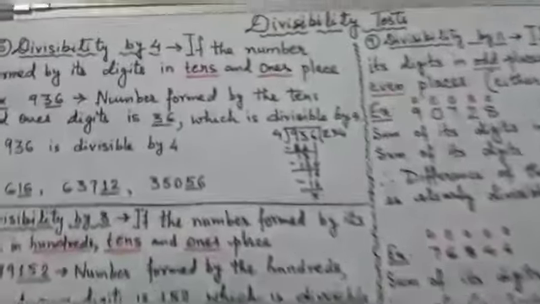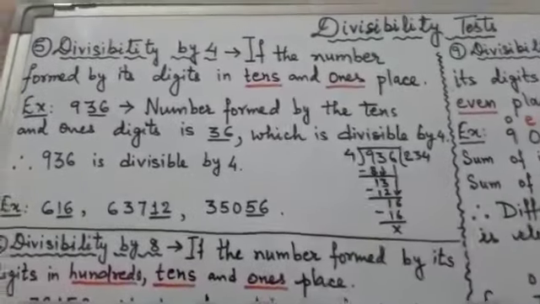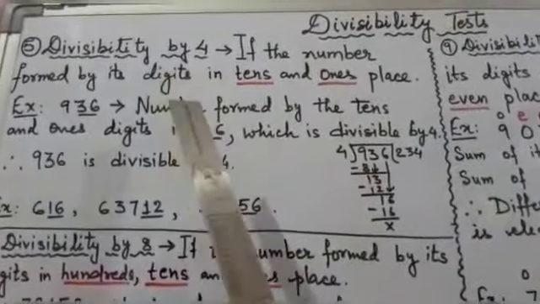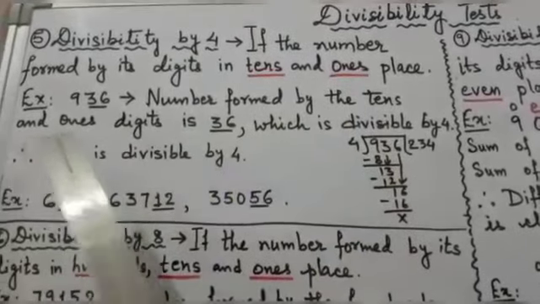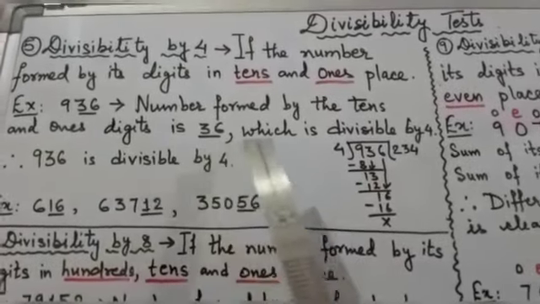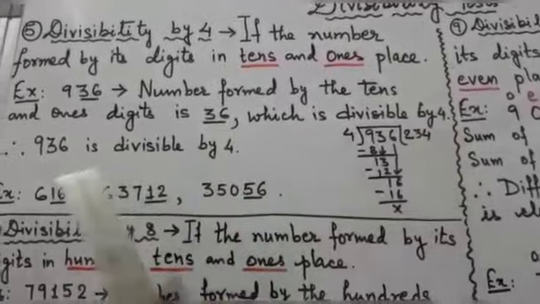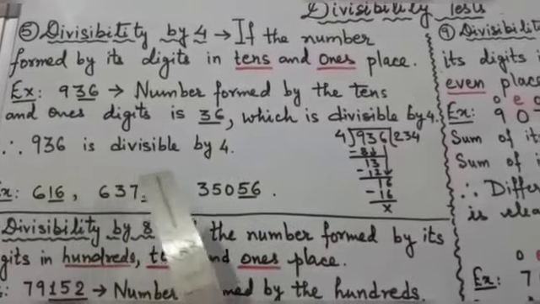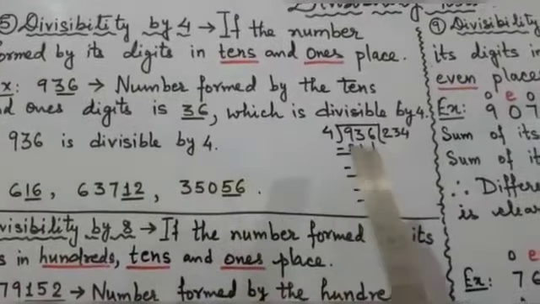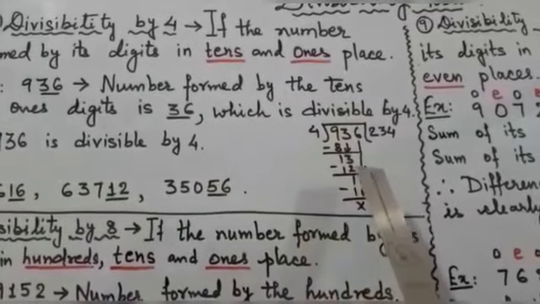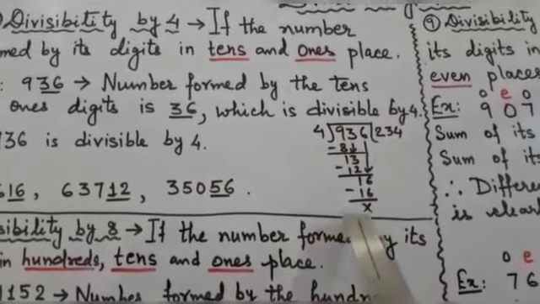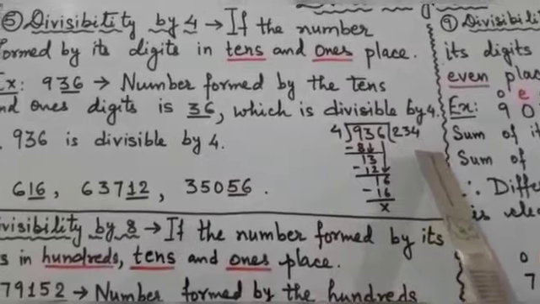Next, divisibility by 4. If the number formed by its digits in the tens and ones place is divisible by 4. Example 936: the number formed by the tens and ones digit is 36, which is divisible by 4. Therefore 936 is divisible by 4. And again I have done the division here. There is no remainder. Quotient is 234.